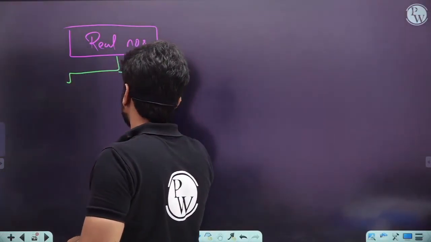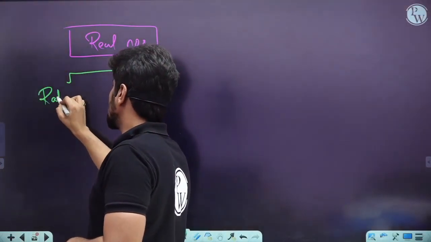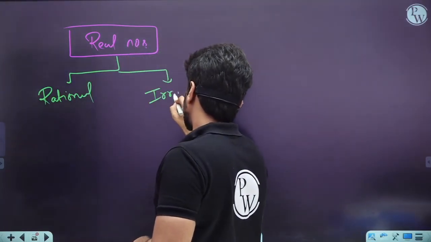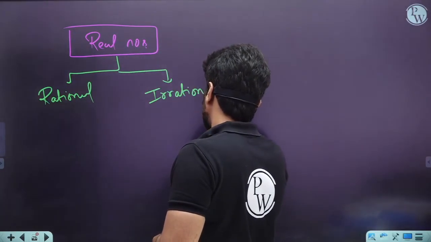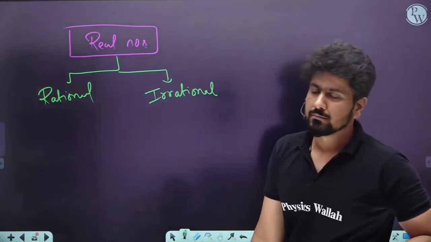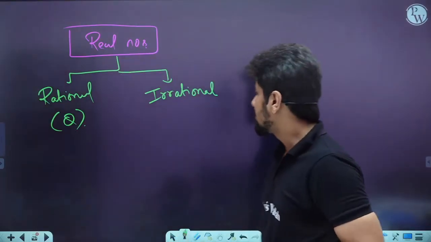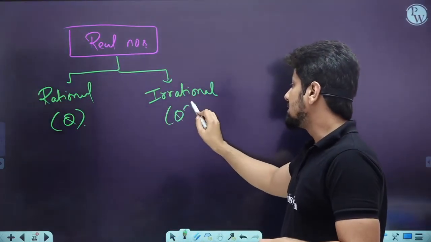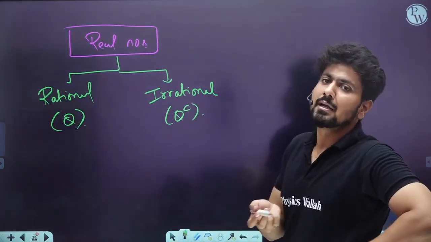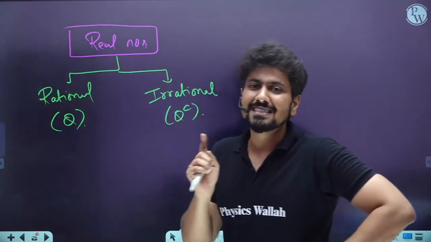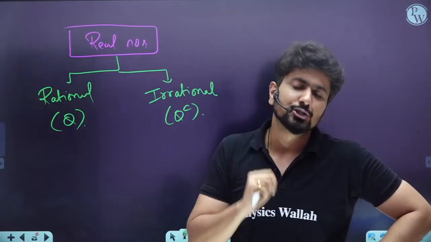The two children of real numbers are rational and irrational. These are the two children of real numbers. What are rational numbers? We represent rational numbers by Q. Irrational numbers are represented by Q complement. Rational numbers are those numbers which can be represented as a ratio.